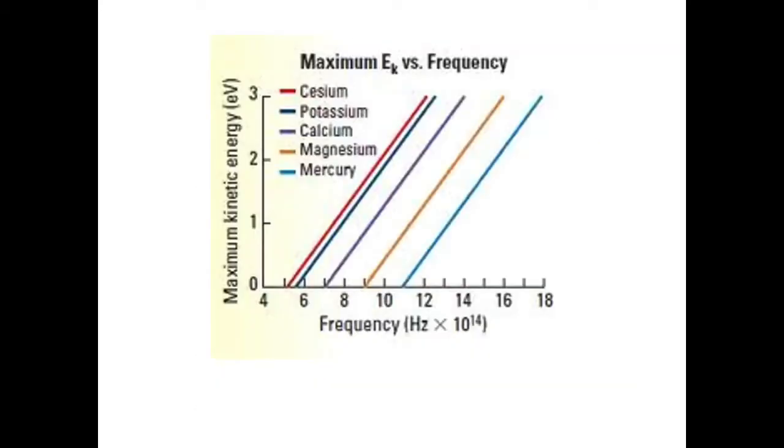So here's an example. Okay, so if we have a few different metals here, cesium has a pretty low threshold frequency, right down here at about 5 times 10 to the 14 hertz. But something like mercury has a really, really high threshold frequency. So you definitely need to shine blue violet light on it or beyond that.